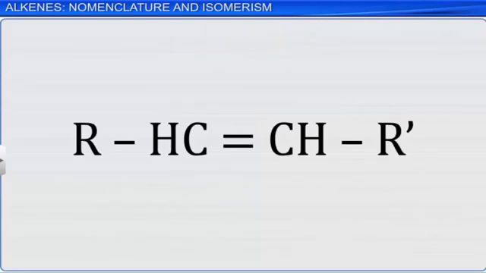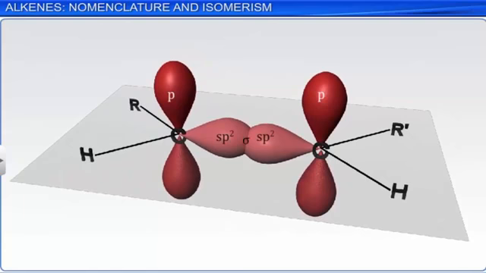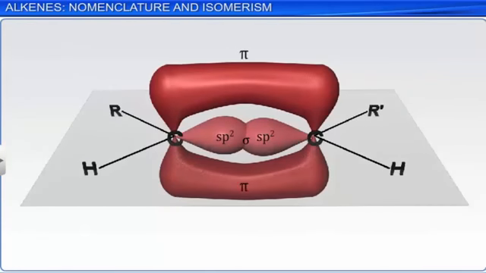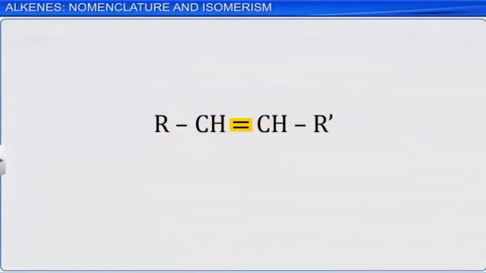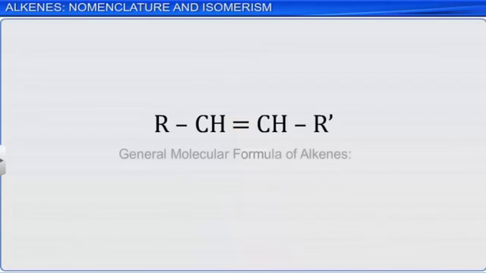As you have studied, a carbon-to-carbon double bond consists of one strong sigma bond and one weak pi bond. A sigma bond is formed due to the head-on overlap between two sp2 hybrid orbitals of two carbon atoms, whereas a pi bond is formed due to the sideways overlap between two pure 2p orbitals of two carbon atoms. Due to the presence of a double bond, an alkene has two hydrogen atoms less than corresponding alkane. Hence, the general molecular formula of alkenes is CnH2n.